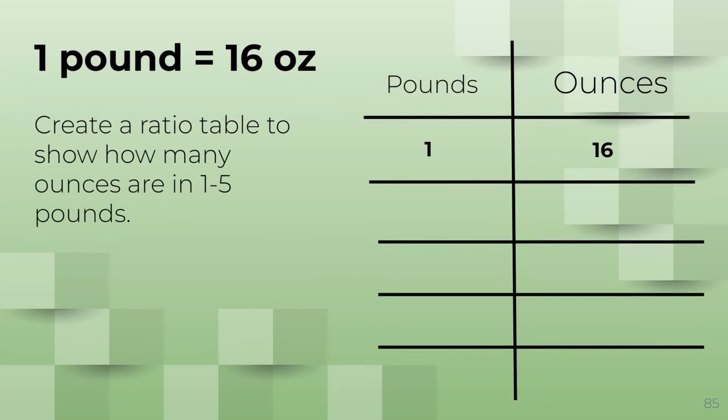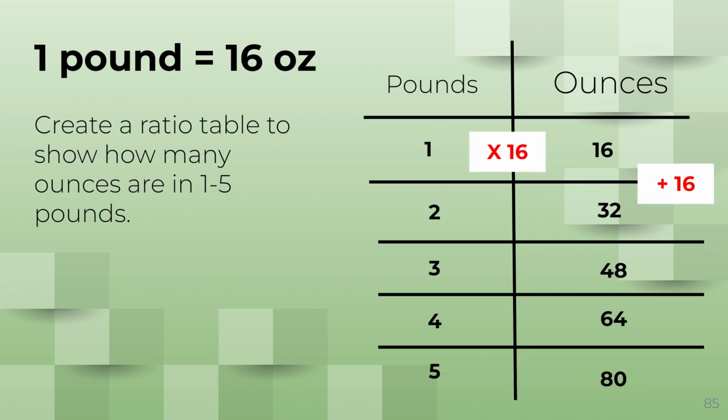Now let's take those pounds and put them into ounces. So 1 pound is 16 ounces. 2 pounds would be 32 ounces. 3 pounds would be 48 ounces. 4 pounds would be 64 ounces. And 5 pounds would be 80 ounces. So my rule here is I multiply the number of pounds times 16 to get the number of ounces. Or I can just add 16 each time on the ounce side.